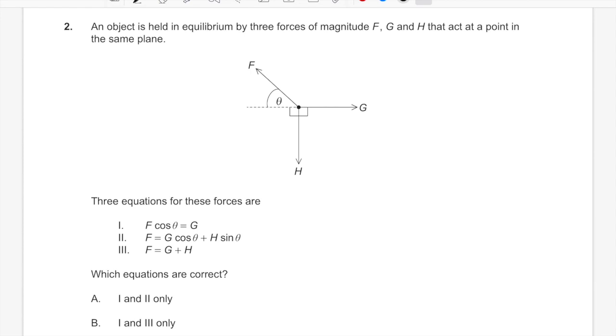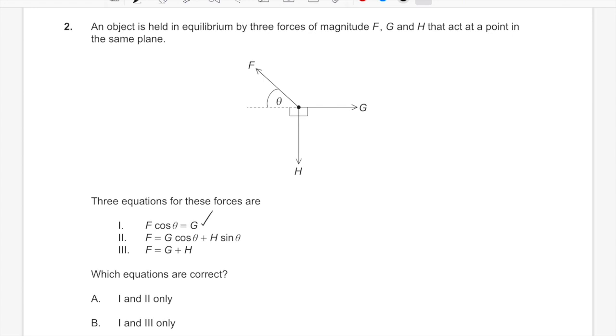We are given 3 equations, and you can see the first equation really relates the horizontal component of F to G. So you can see, okay, if we project F horizontally down, then we get F cosine theta, and that component of F has to balance out G. So the first equation has to hold if these forces are in equilibrium. Of course, the vertical component of F has to also then balance out H, but that's not there. Okay, then the second equation, you can see F has to equal some components of G and H.